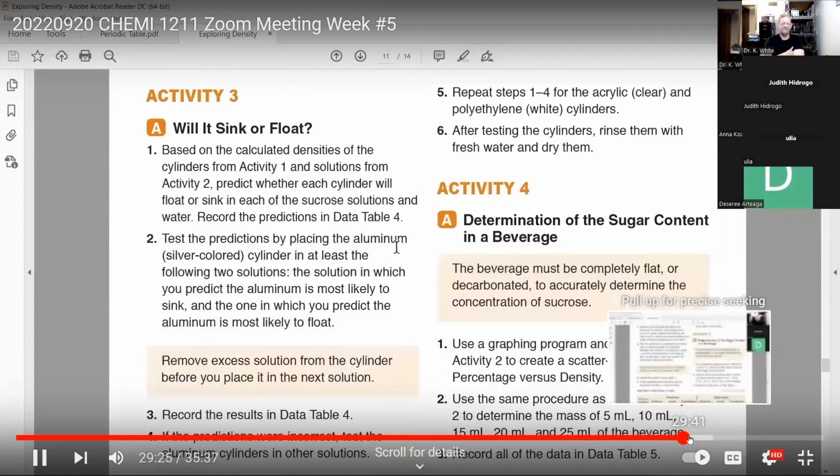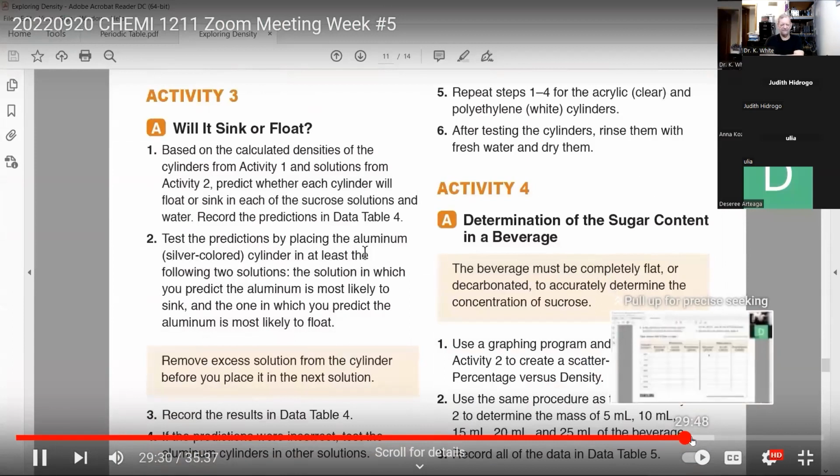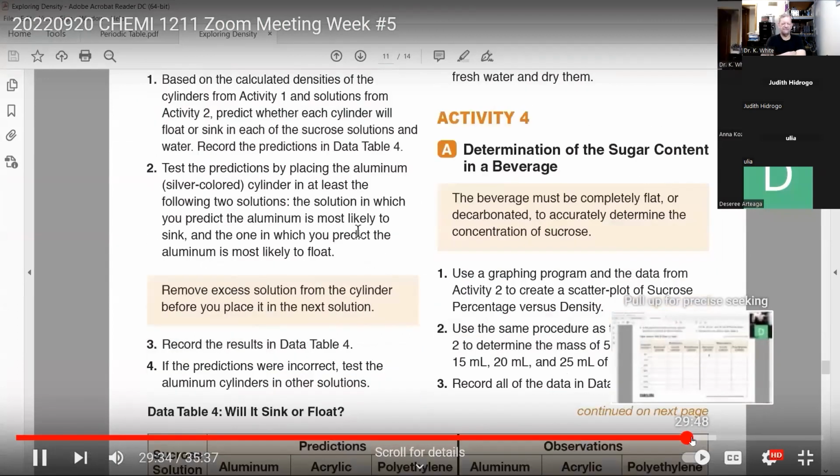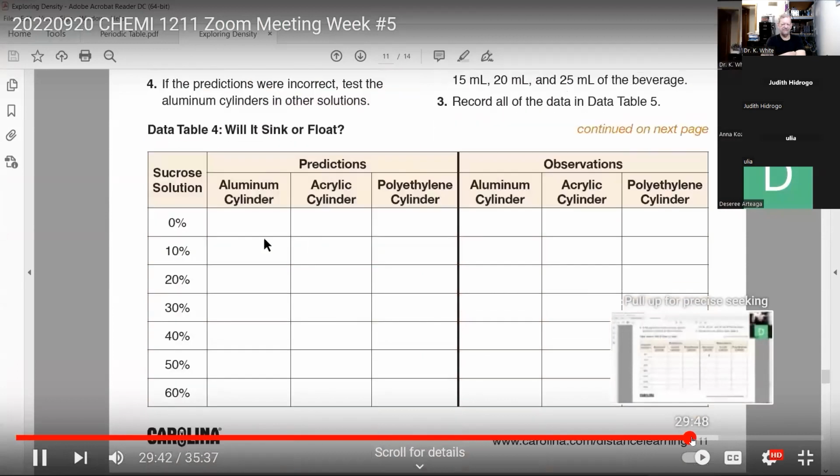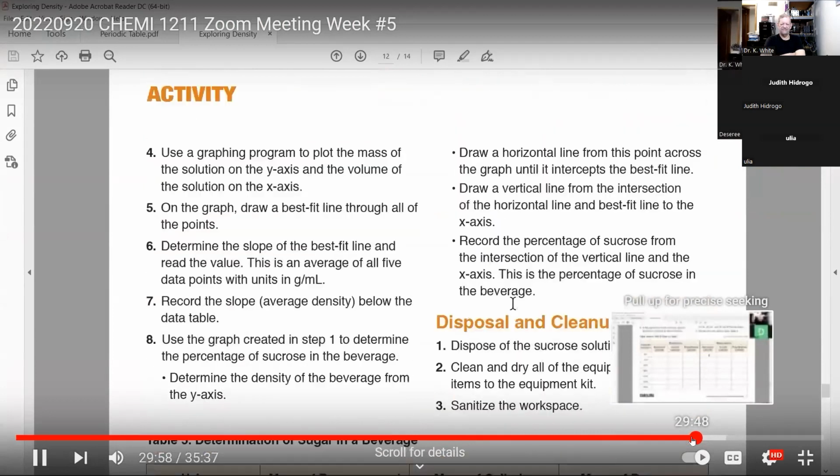Now, here they're going to ask you, will it sink or float? Here, what you're going to do is test the prediction by putting each one in the solution you predict the aluminum is likely to sink in. So in each of your cups, you can do the prediction. If you don't, I don't care. Put down your observation: in each one, did it sink or float?